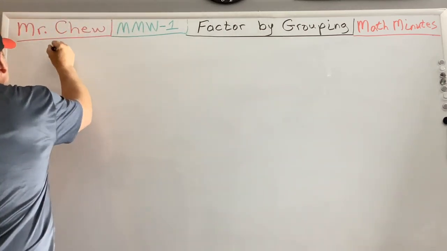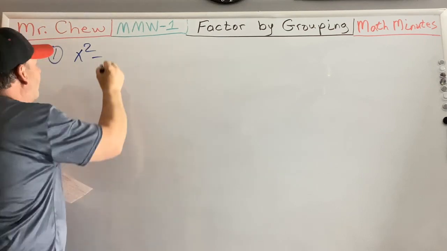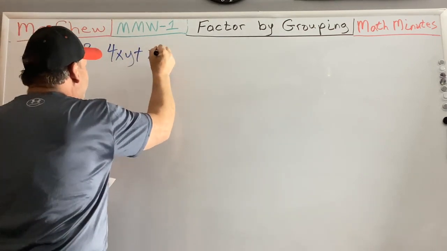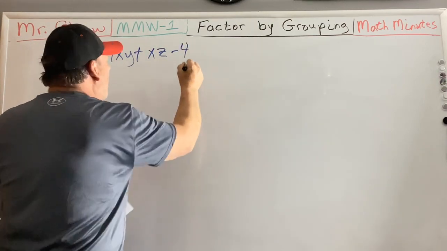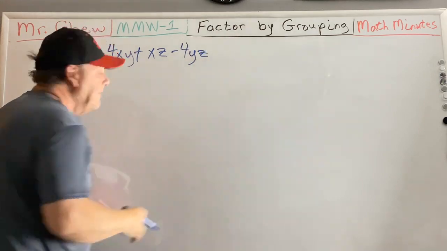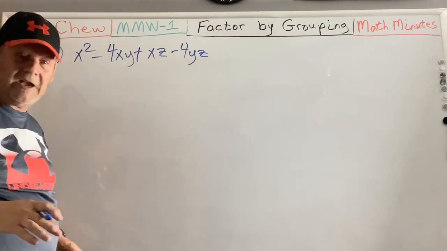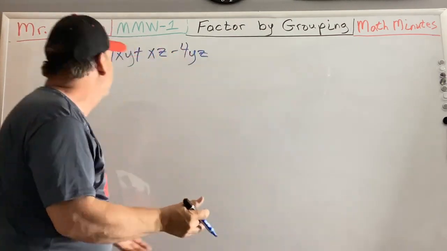Example 1 is x squared minus 4xy plus xz minus 4yz. This is called a polynomial. It has many terms in it. I can factor by grouping by making groups.